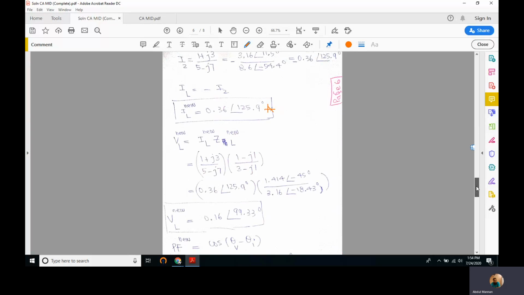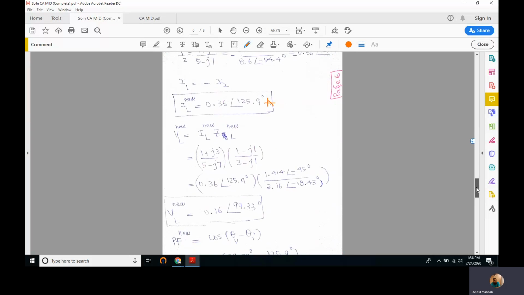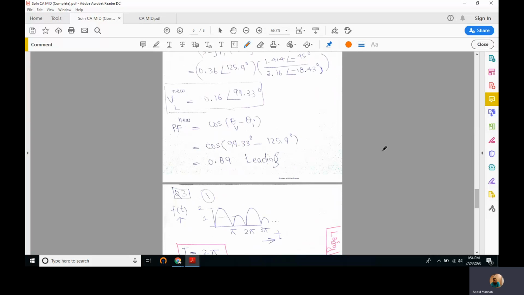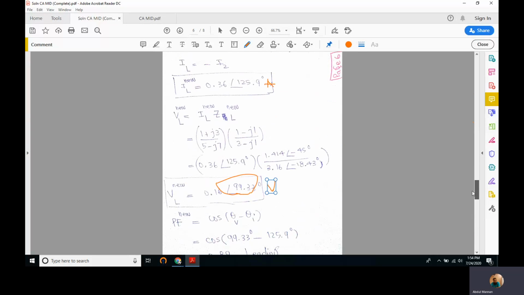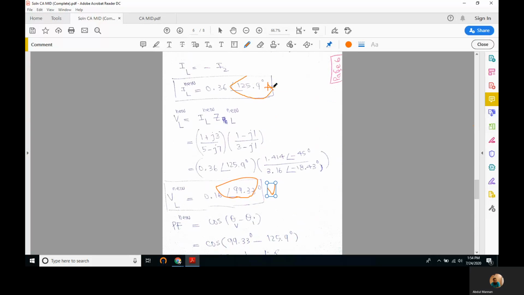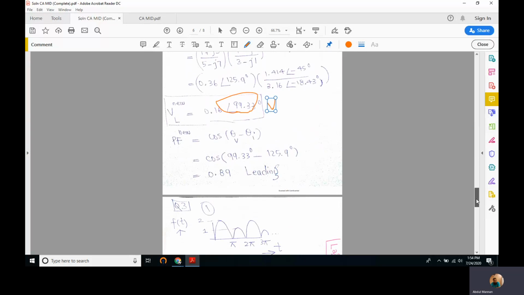And VL new is IL new times ZL new, like we did before, and VL new comes out to be this much volts. The power factor is now simple to calculate because we have the angle of the new voltage and the angle of the new current. So the cosine of the new voltage angle minus the new current angle gives us the new power factor, 0.89, and this is also leading.